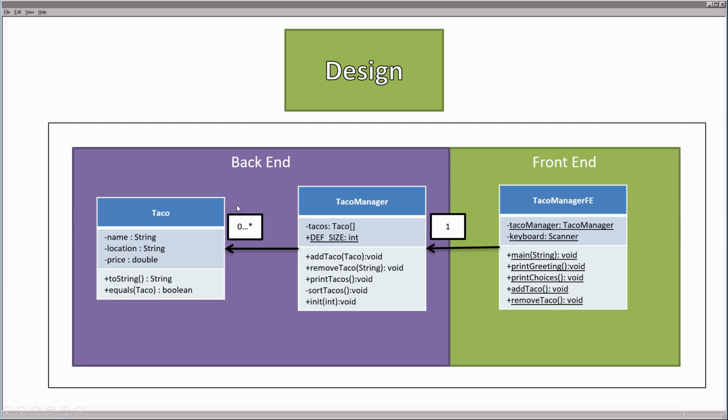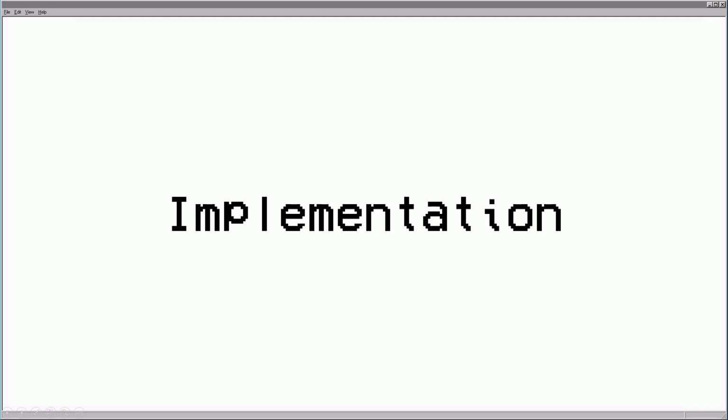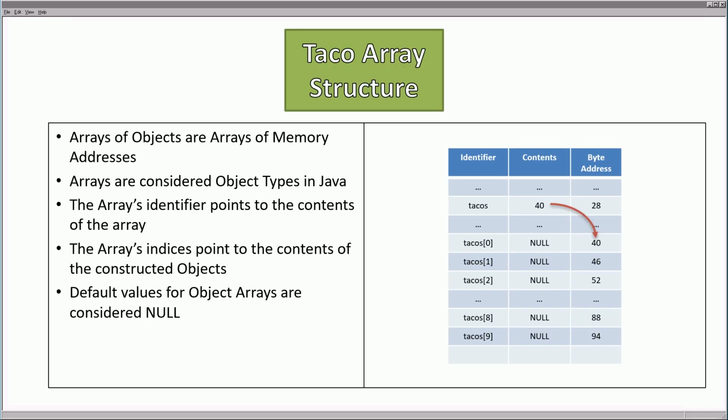In the last example, we implemented the taco class and part of the taco manager. Today we're going to finish implementation. And before we get to that, let's go over a couple of very important elements that were discussed in that previous lecture. Now we're going to focus on the taco manager, and before we get to that, we need to discuss an array of objects.